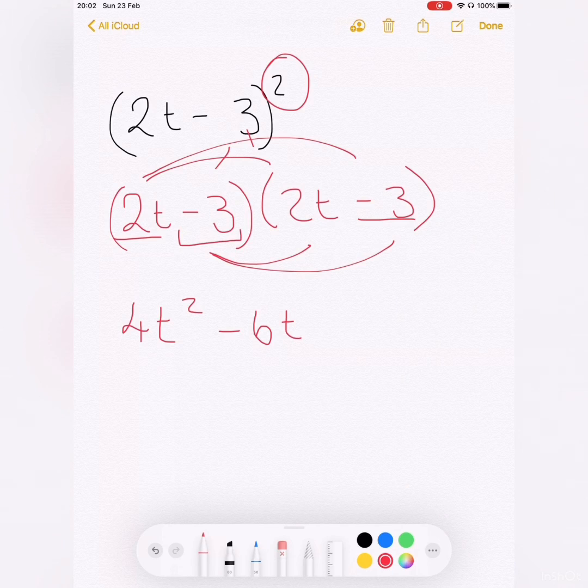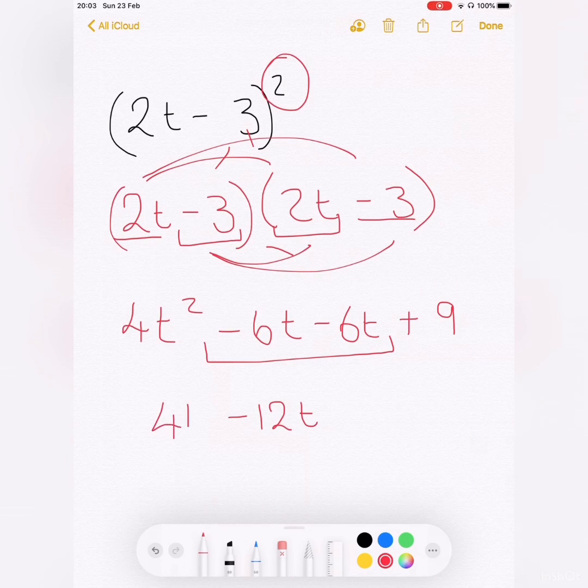Then we need to do minus 3 times 2t, which again is minus 6t. And then we've got minus 3 times minus 3, which is positive 9. So then we can make that neater by making that minus 12t, and we put the others either side.